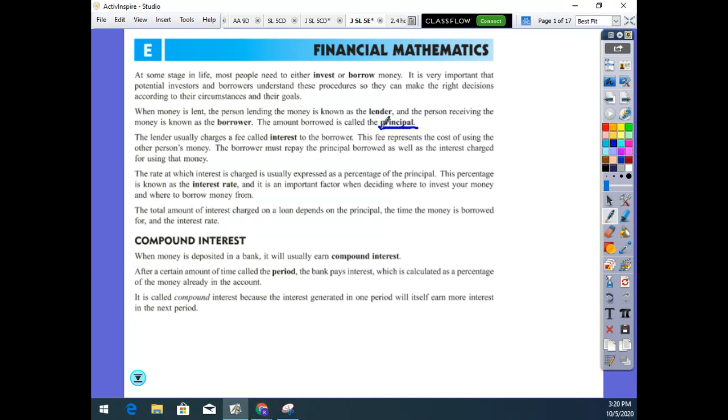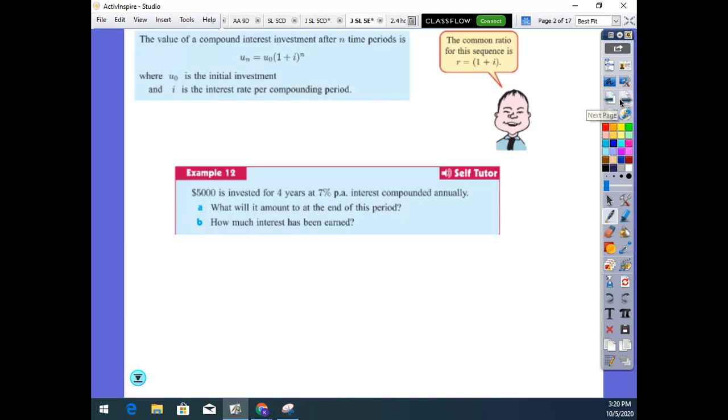The principal is how much money you have to borrow, or you can also put money into a bank and it can earn compound interest on the account. So you don't have to write anything from this page. This is the important one. This is your formula.